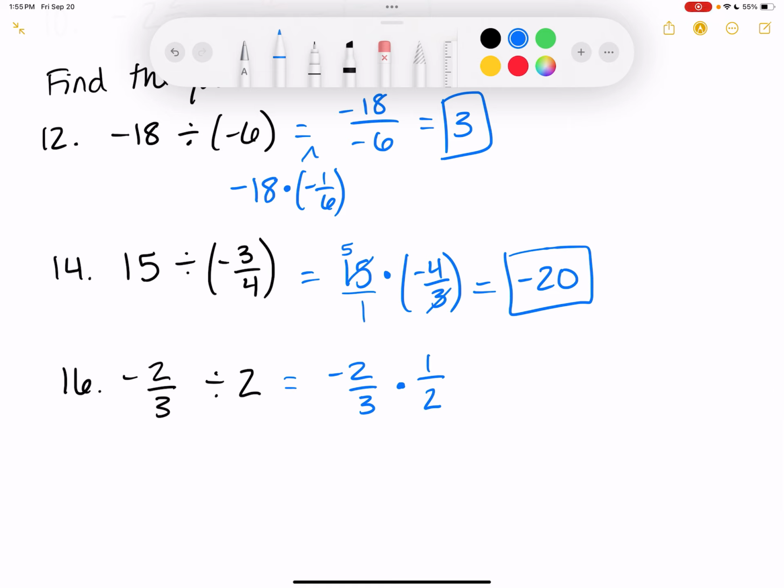You can cross out the 2's. I can cross out the 2's. And what is that going to leave me with? Negative 1/3. Yep.